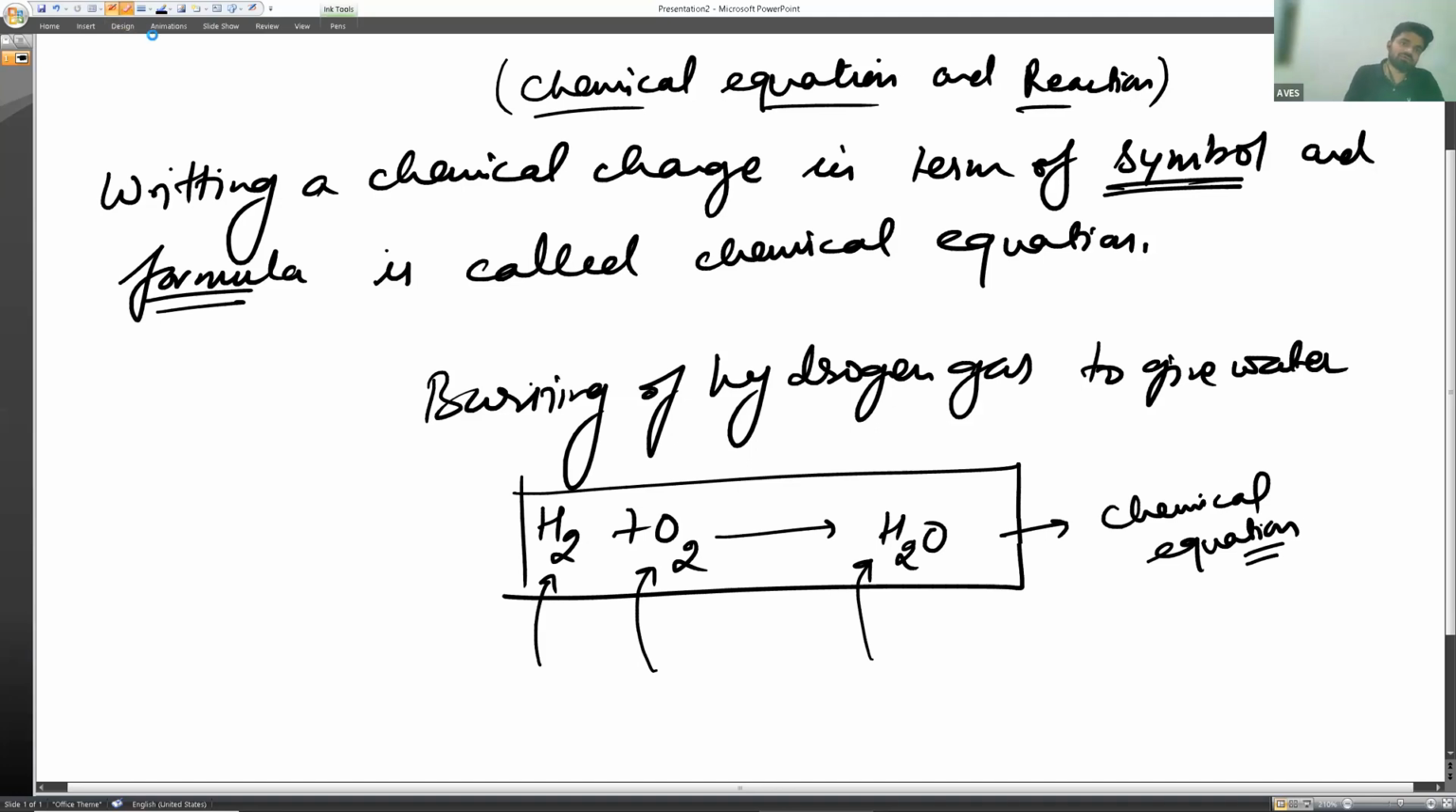Understood? Got it? Is there any doubt regarding this one? No, sir. Okay. Moving to this part here. How can I say that it is a chemical change? What is a chemical change? Why am I saying writing a chemical change only, not the other one? Tell me the definition of chemical change. Anybody in the class can tell me?